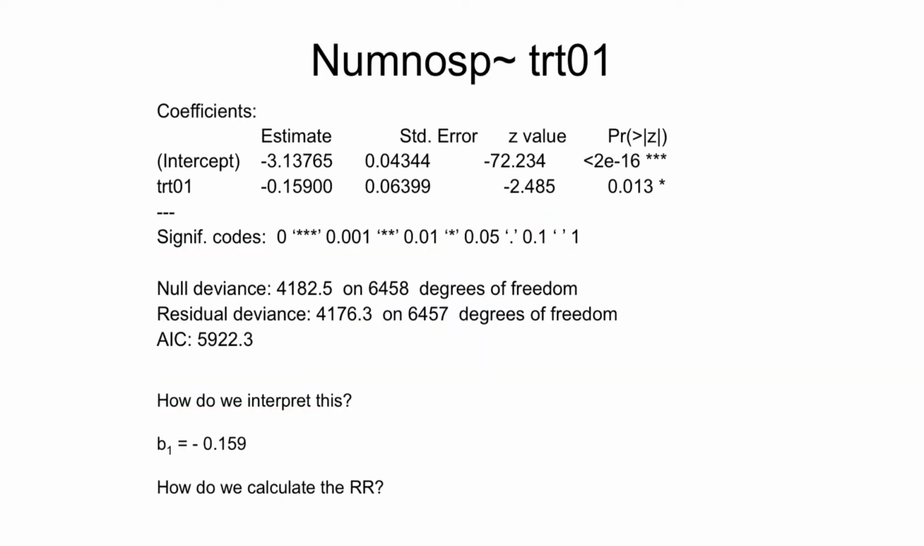So let's fit a simple Poisson regression model in R with number of non-spine fractures as the outcome, person time as the offset, and treatment group as the only explanatory variable. We get a beta 1 of negative 0.159. How do we interpret this, and how do we calculate the rate ratio?